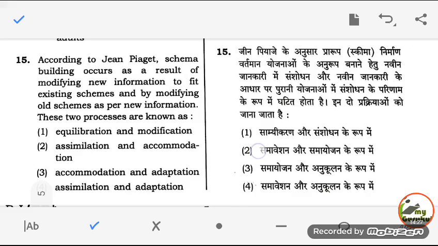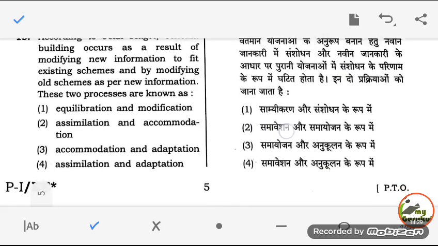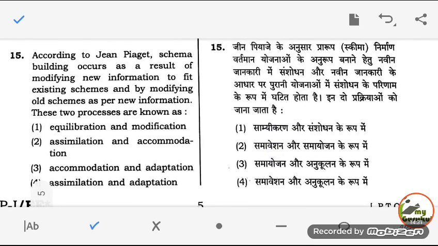Next is, according to Jean Piaget, schema building occurs as a result of modifying new information to fit existing schemas, and by modifying old schemas as per new information. These two processes are known as what? Equilibration or modification, assimilation and accommodation, adaptation and assimilation, or adaptation?